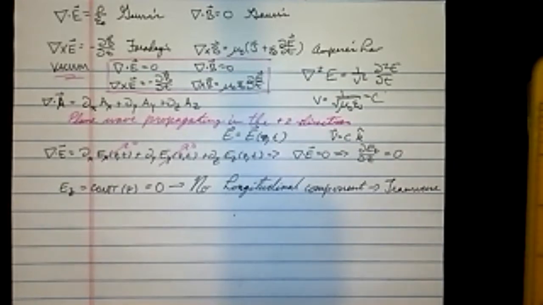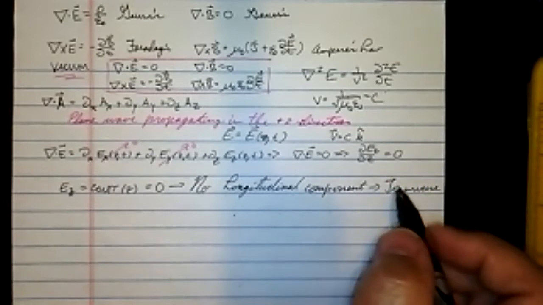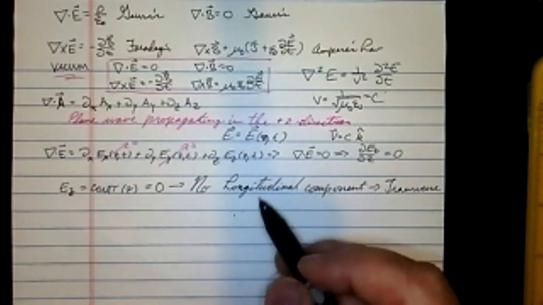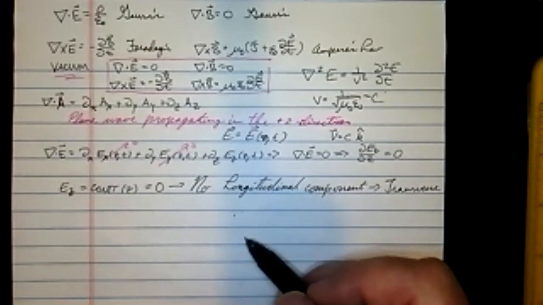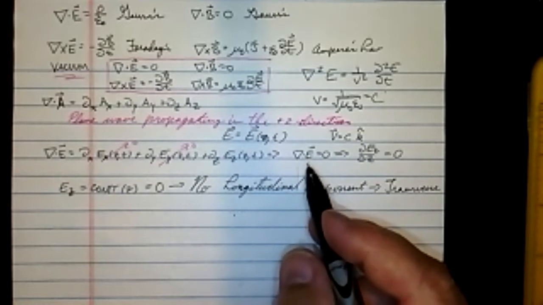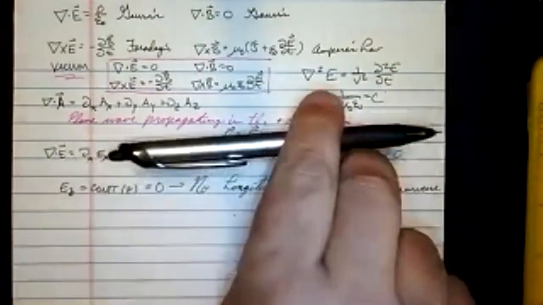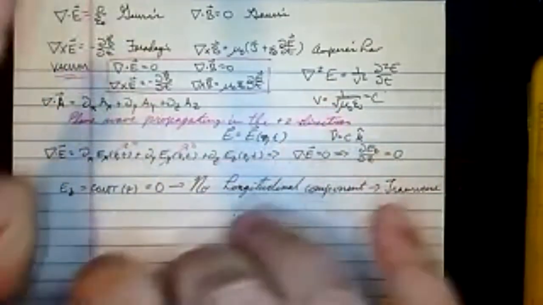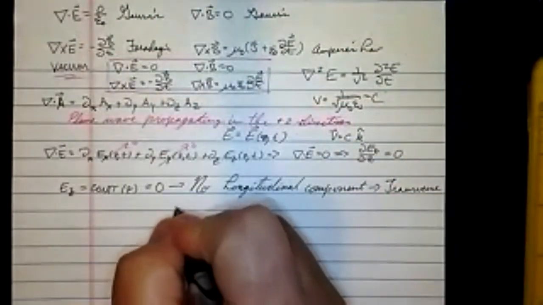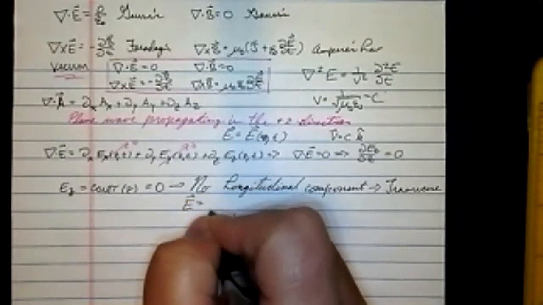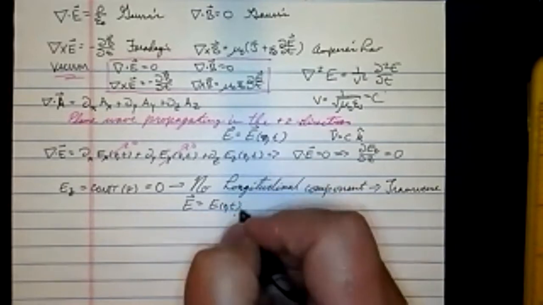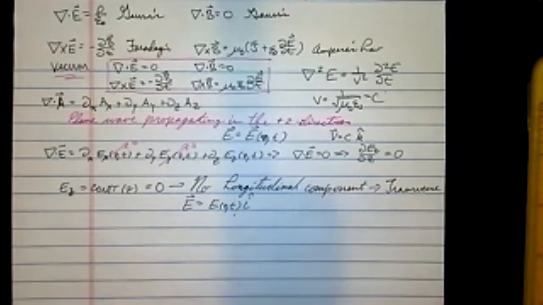Okay. Now, without loss of generality, since it's a plane wave propagating in the direction of z, we know all the oscillation must go in the x and y directions. We can keep our z-axis pointed in the direction of velocity, and we can twist our x and y axes any way we want. I'm going to twist them around so that I can now say E is equal to E of z and t, specifically oscillating in the x direction.